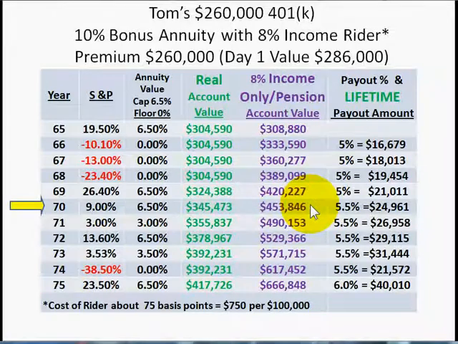your income value. So at age 70, Tom calls and says, I want to start taking income. They say, well, okay, you have $453,000 now in your income account. We're going to pay you at age 70. We published this number. We're going to pay you 5.5% of that $453,000, or $24,961 a year, and we're going to pay that to you for life. No matter how long you live, we're going to pay that $24,961.